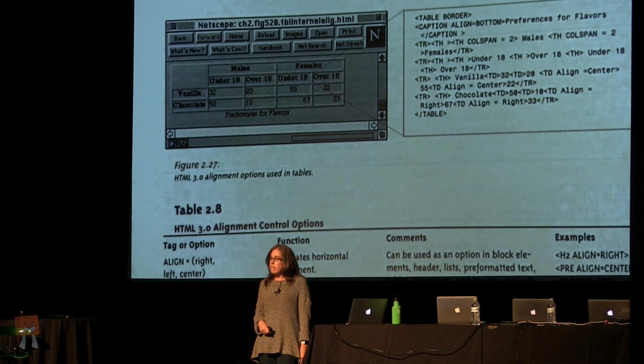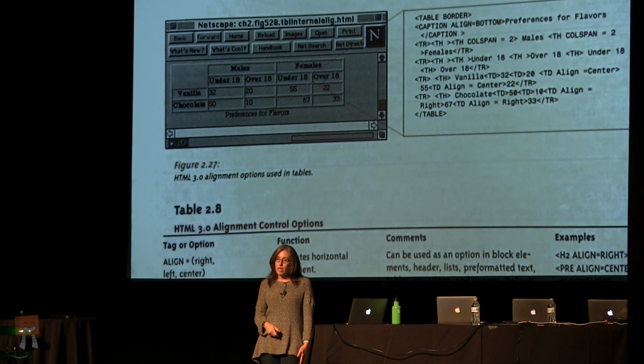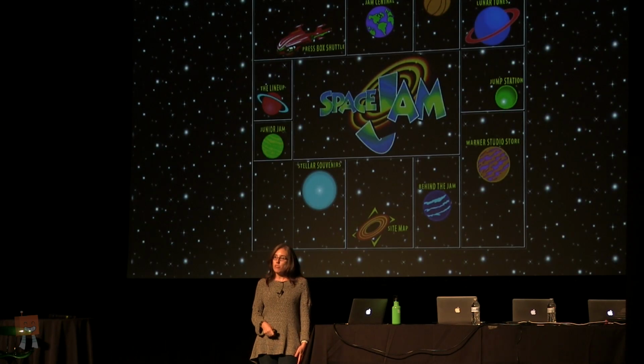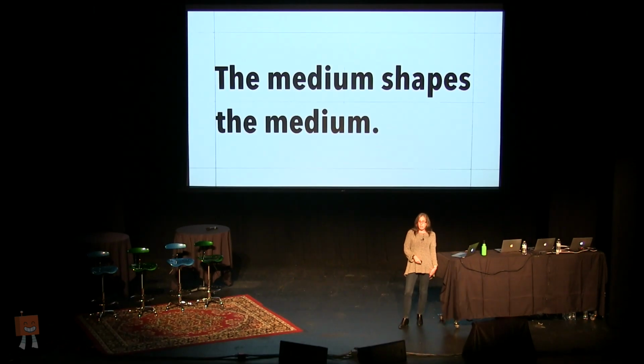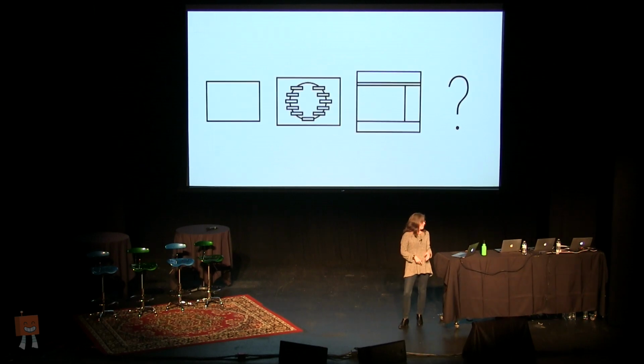Hot-wired. So why did this happen? It happened because we were using tables to do layouts. Here's Space Jam with the table borders turned on. The medium shapes the medium. So the medium at hand technologically shaped the actual layouts that we've been creating. The technology is about to change pretty drastically. We're getting a bunch of new CSS that's going to allow us to do very different layouts, and I'm wondering what's going to happen next.